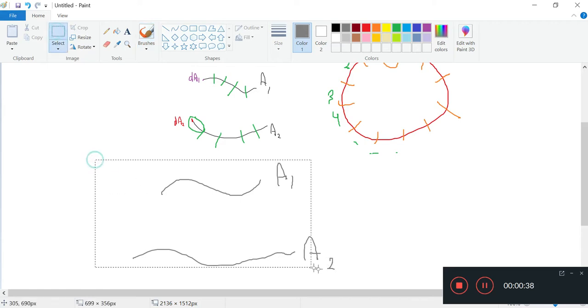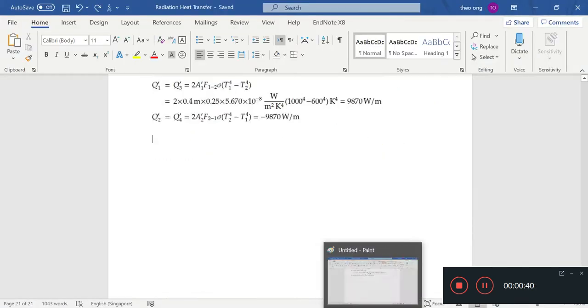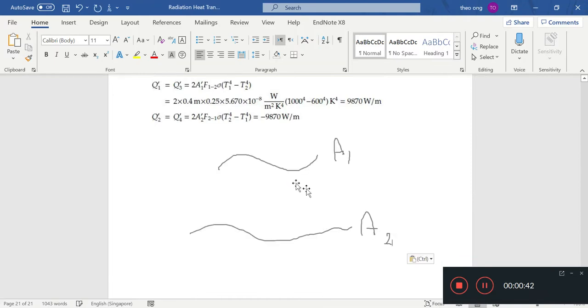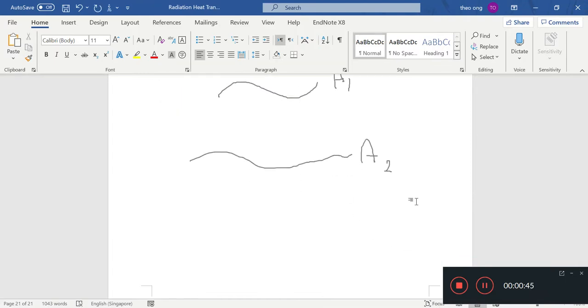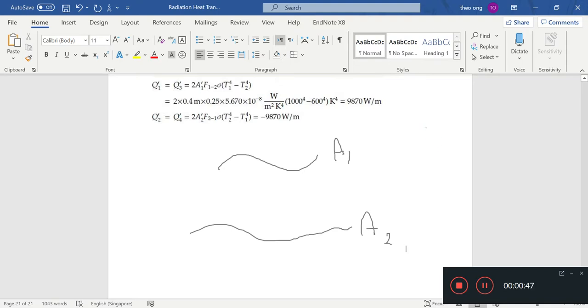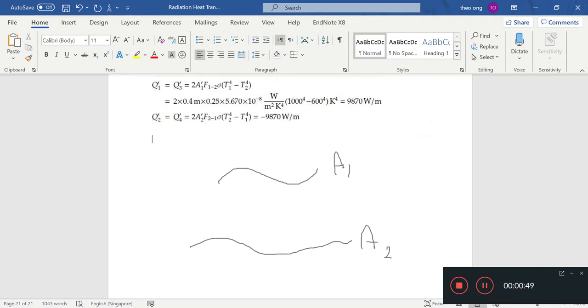Gray surfaces are slightly more realistic than black surfaces. So now we want to derive expressions for heat transfer between gray surfaces. And these are diffuse gray surfaces, so directionality doesn't quite matter.